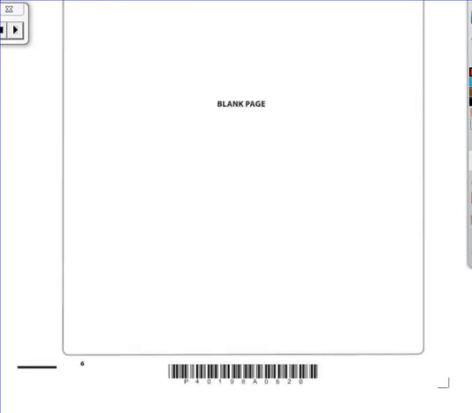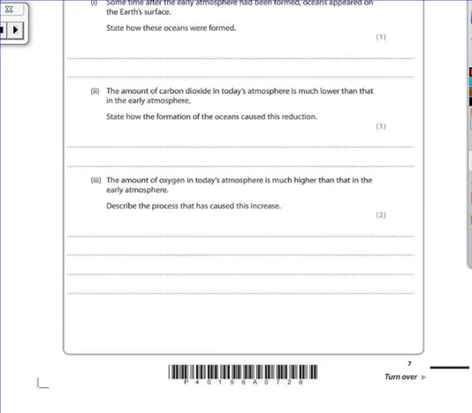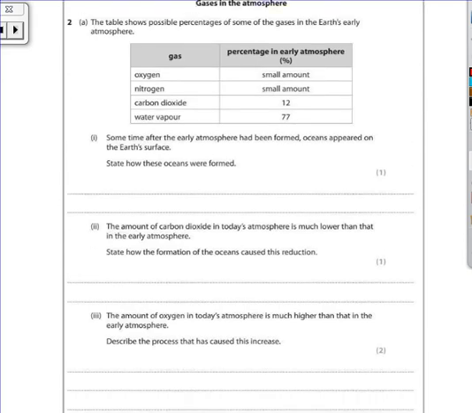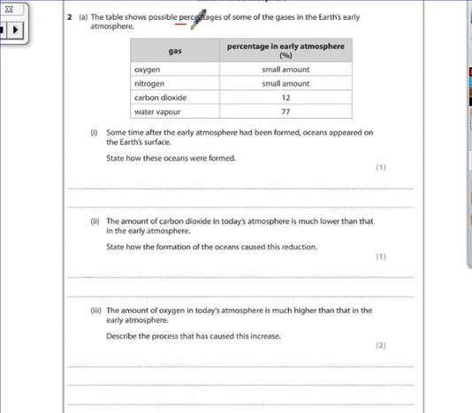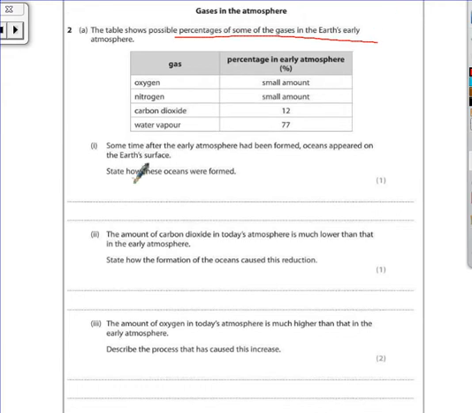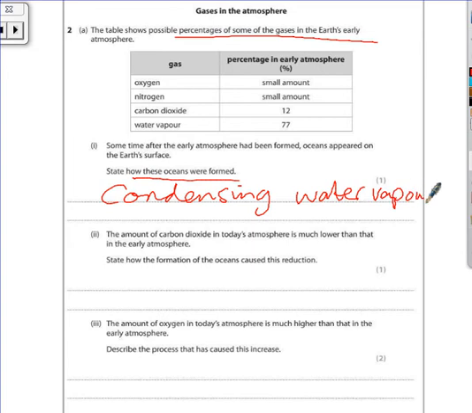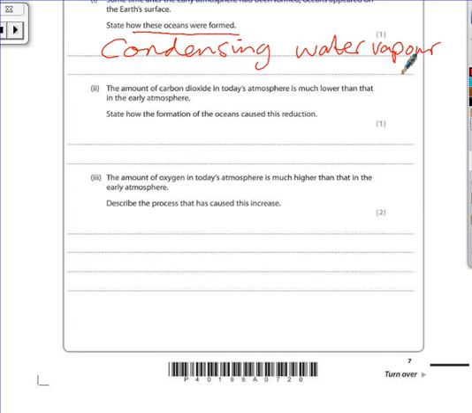Let's see question 2. Blank page, easiest bit of the exam. Question 2. Let's have a look. Right. Okay. So percentages of some of the gases. Right. We're onto the atmosphere now. Easy peasy. State how the oceans were formed. Okay. So it's condensing water vapour. So the water vapour in the air, in the atmosphere, has condensed. So as the Earth cooled, it condensed into liquid.